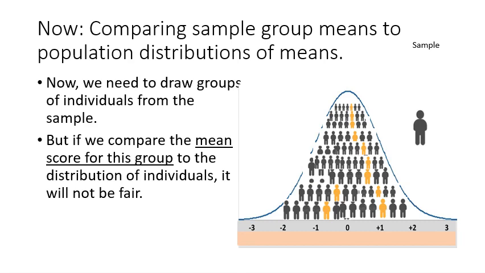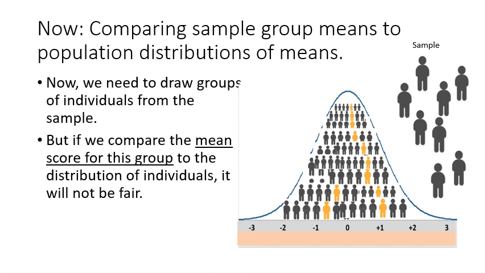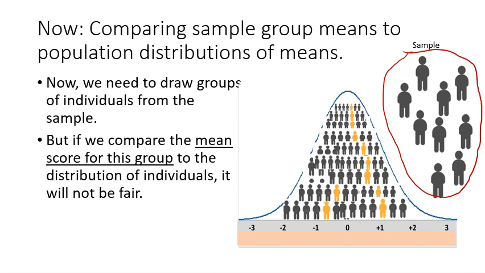So what we are doing now is drawing groups of individuals from the sample. We've drawn out this guy, and this guy, this guy, this guy, this guy. This is our sample, and we drew all of these people from the population. Now these people will represent the population, and if we do something different to them, we'll assume that these people might be in some way different from the population. At least that's what our research hypothesis would be.